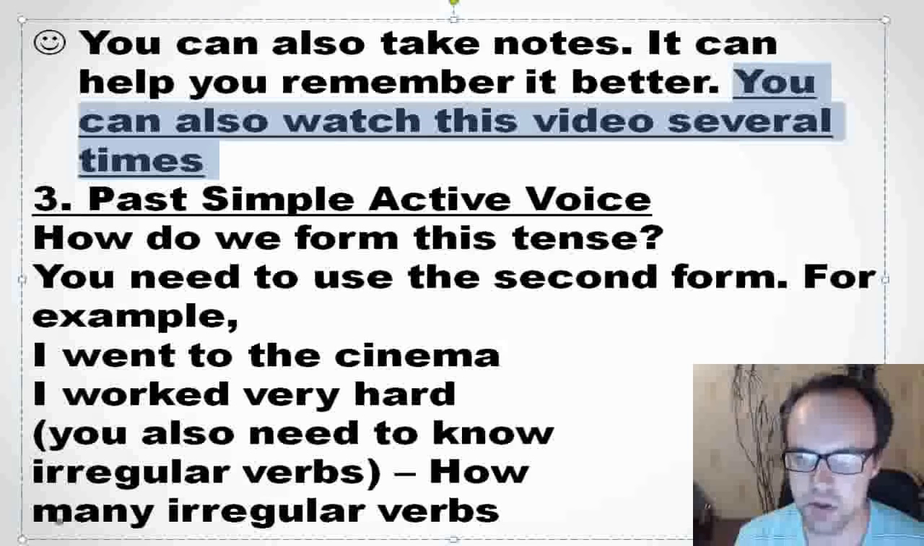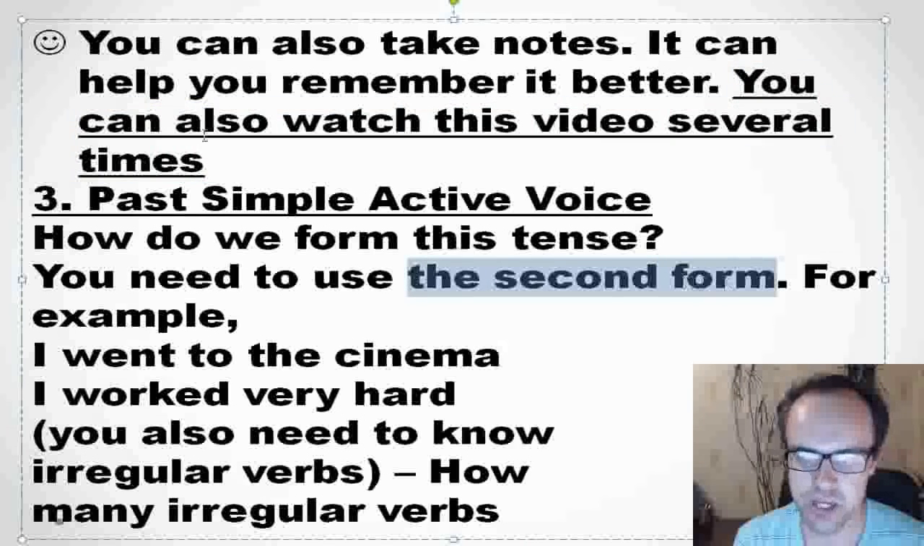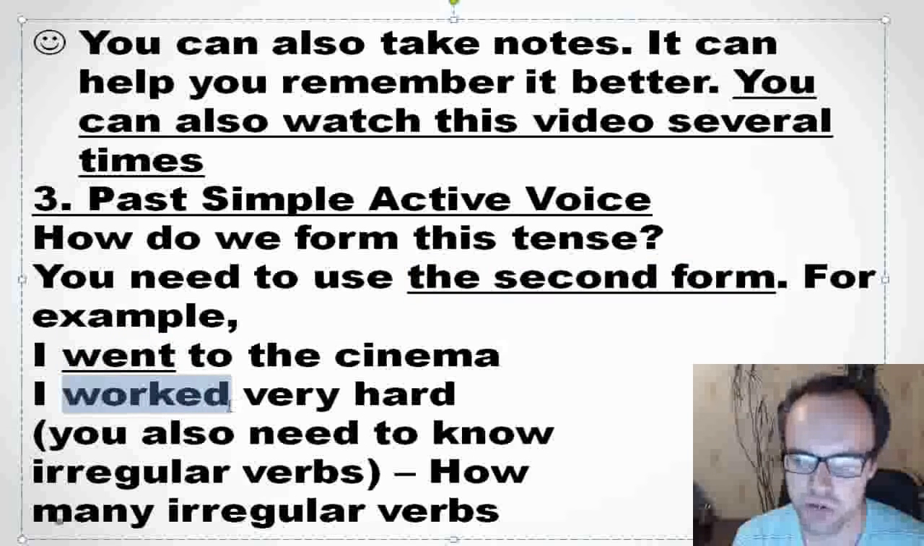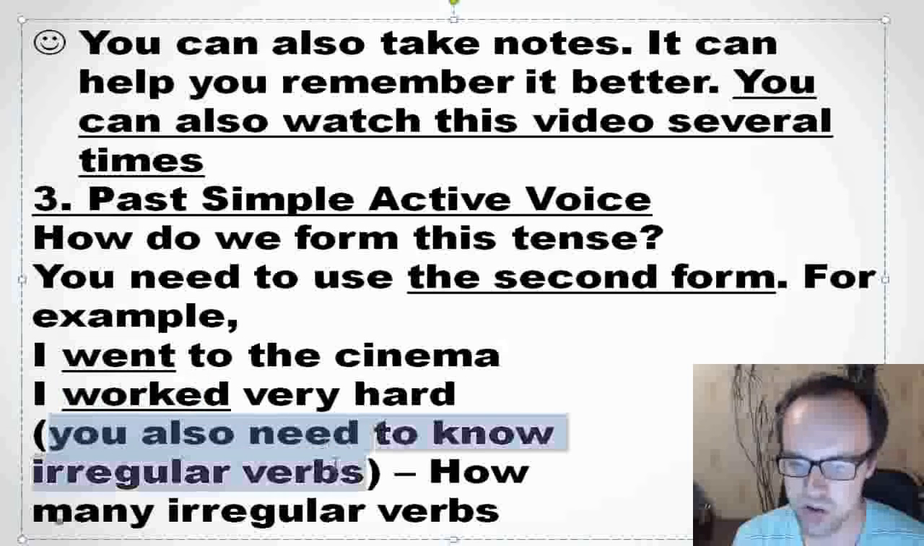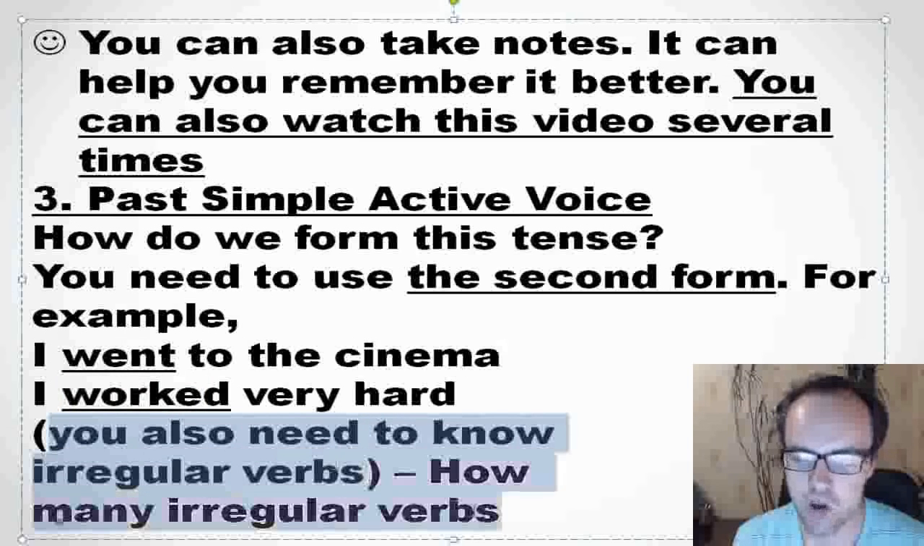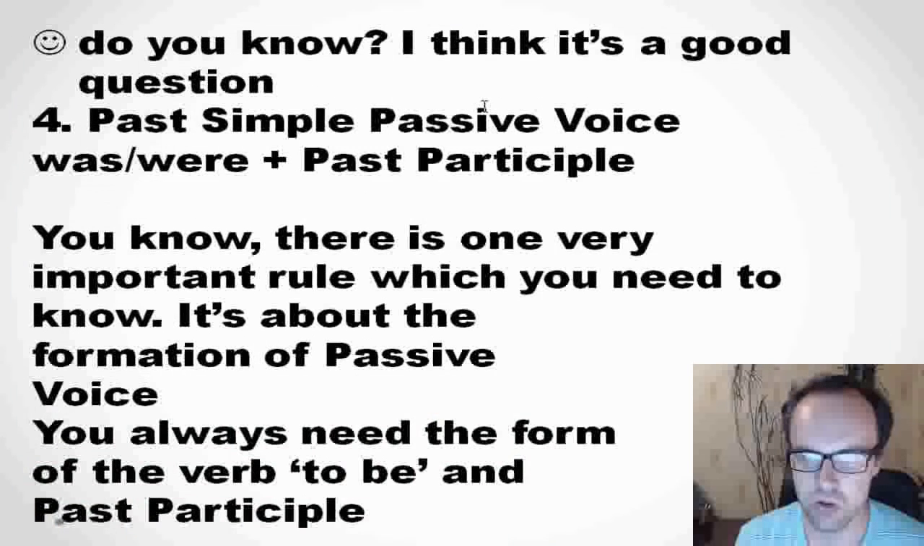Okay, so past simple active voice. How do we form this tense? You need to use the second form. For example, I went to the cinema, so go, went. I worked very hard, so worked. You know that go is an irregular verb, yes, and work is regular. So you also need to know irregular verbs. How many irregular verbs do you know? I think it's a good question.